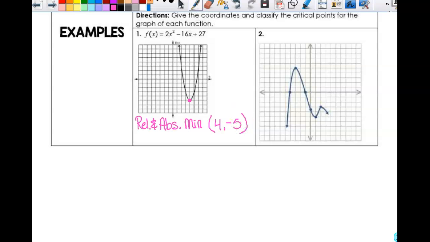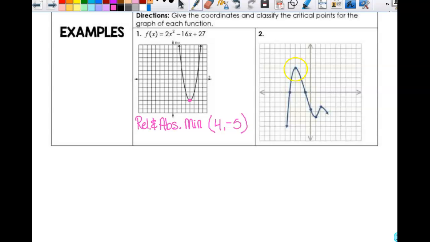If I asked you, what is the absolute minimum value? The value of the function is always the y value, right? That's your output. So the minimum value is negative 5. When it asks for the coordinates, it's at (4, negative 5). If it just asks you for the value, it's just the y value. Okay. We okay with that? Any questions?